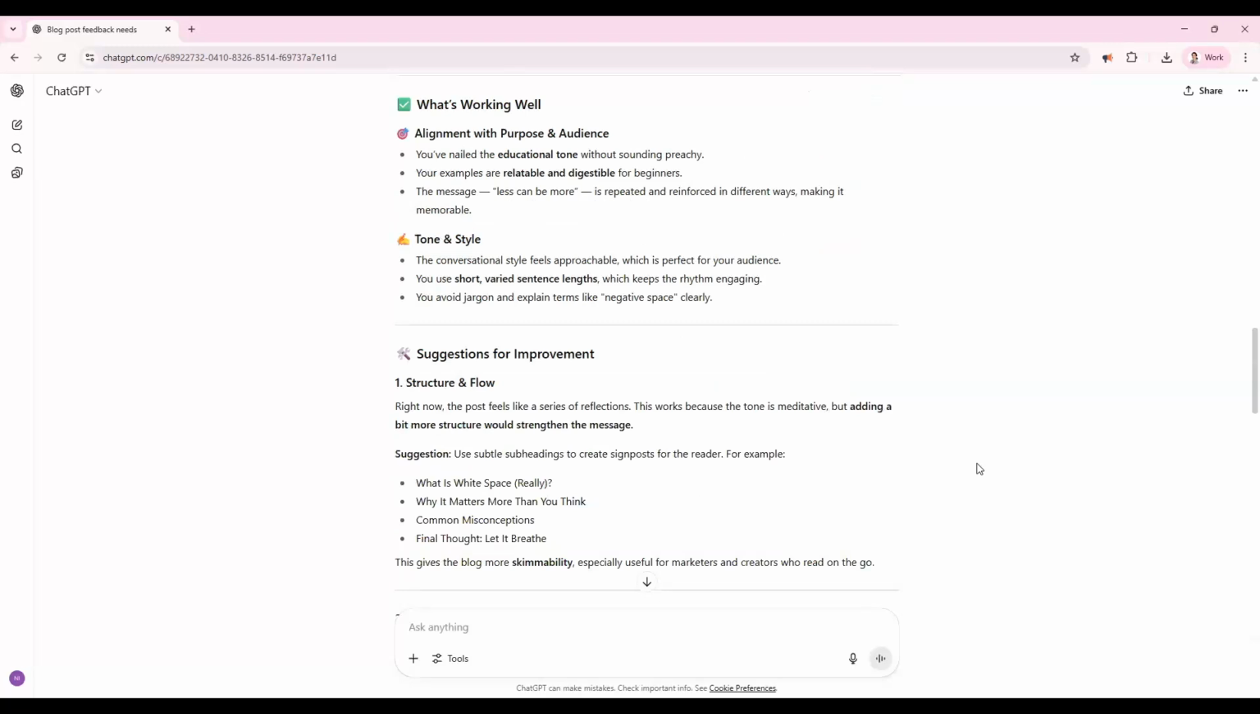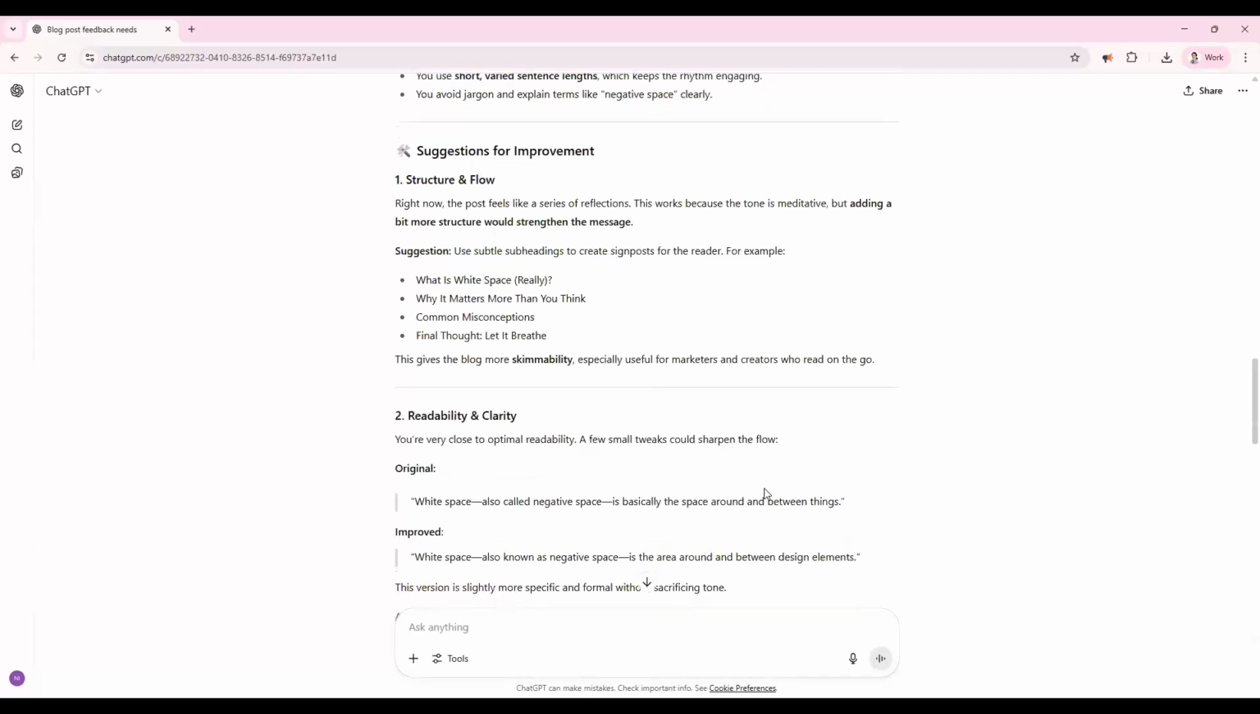Then when we move down to the suggestions for improvement, these suggestions are mainly concerned with the structure and the flow of the piece. So they're saying that the post feels like a series of reflections. This works because the tone is meditative, but adding a bit more structure would strengthen the message. So it's giving us suggestions here, like why it matters more than you think. So in other words, we could use subtle subheadings to create signposts for the reader. And these are some of the suggestions that it gives us.